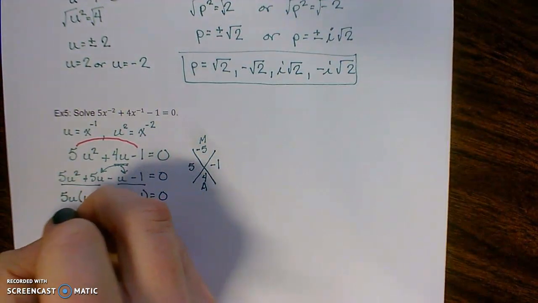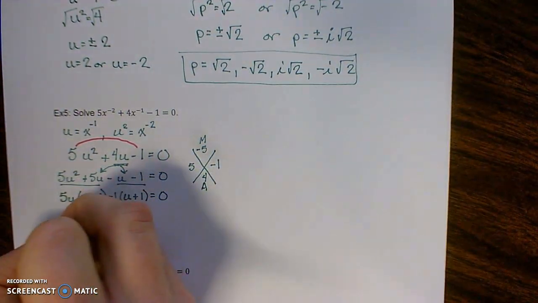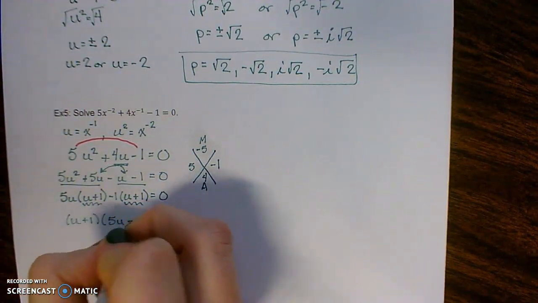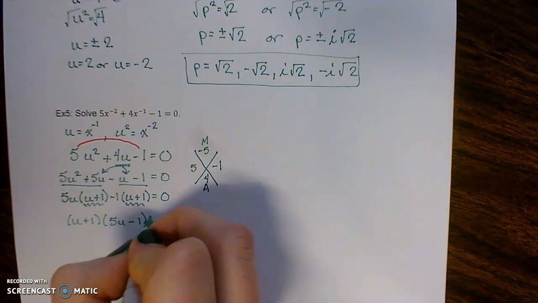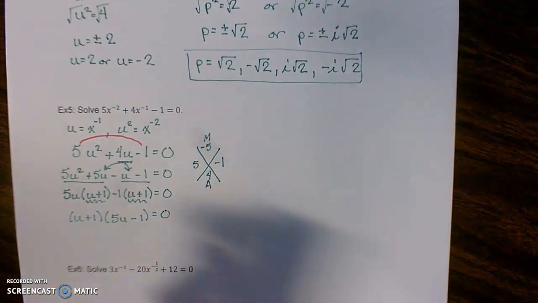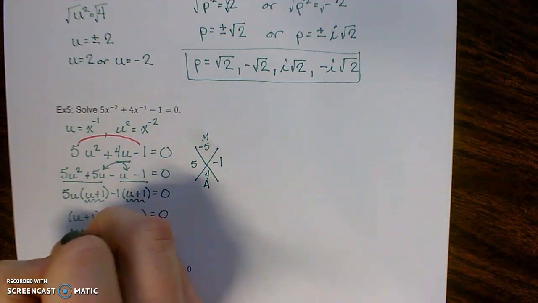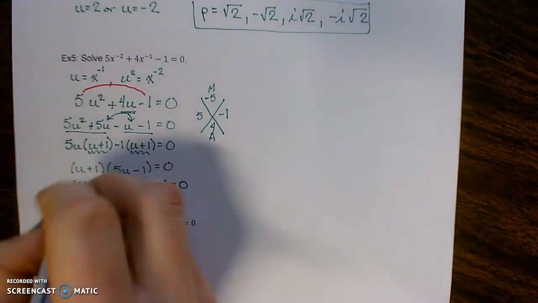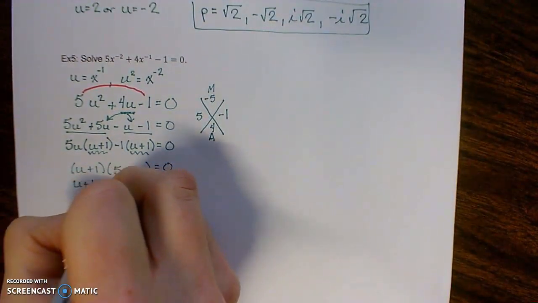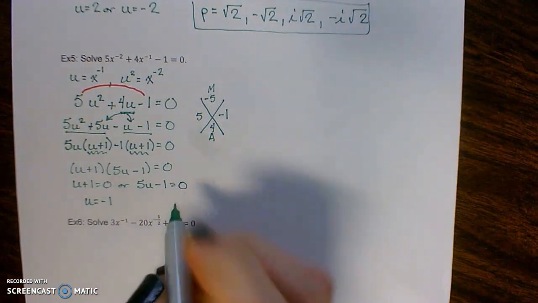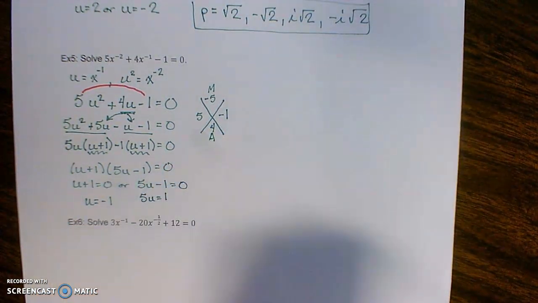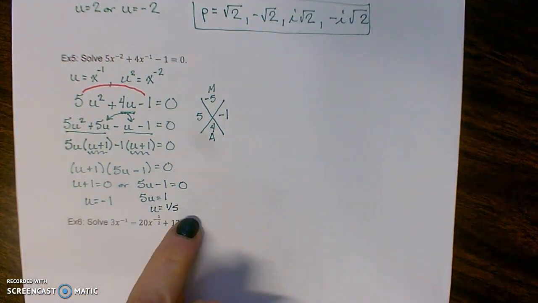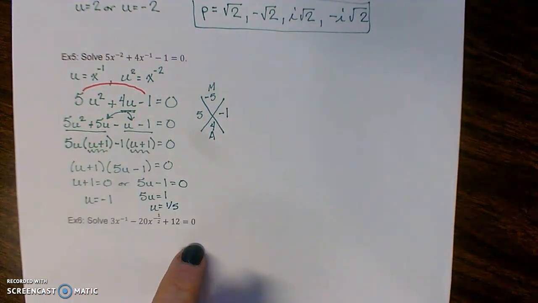So now notice that you have this u plus 1 that you can factor out of the whole expression. So u plus 1. What I have left from here is 5u. What I have from here is minus 1. So now I get my two factors. U plus 1 equals 0, or 5u minus 1 equals 0. So subtract 1 from both sides, you get u equals negative 1. Here I'll add 1 to both sides, so 5u equals 1. Divide both sides by 5, you get u equals 1/5. So here are my two solutions to this quadratic equation.